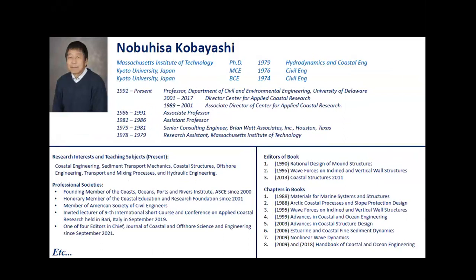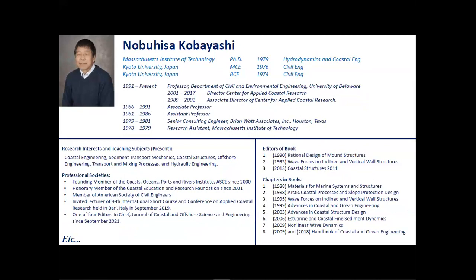And also hydraulic engineering. He is a founding member of the Coast, Ocean, Port and River Institute since 2000. He edited a couple of books, such as Rational Design of Mound Structures, Wave Forces on Inclined and Vertical Wall Structures, and Coastal Structures in 2011. He has also written book chapters, such as Materials for Marine Systems and Structures, Arctic Engineering, Wave Forces, Advances in Coastal and Ocean Engineering, and the latest one, the Handbook of Coastal and Ocean Engineering.